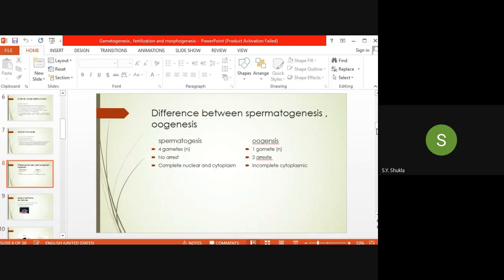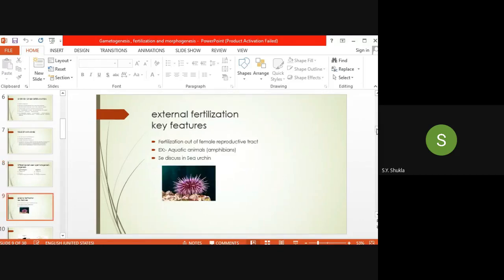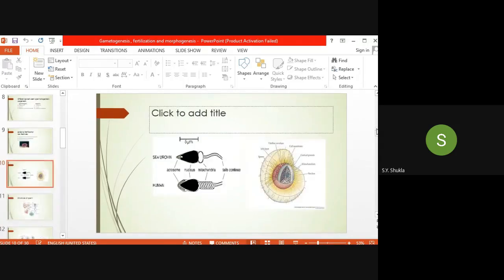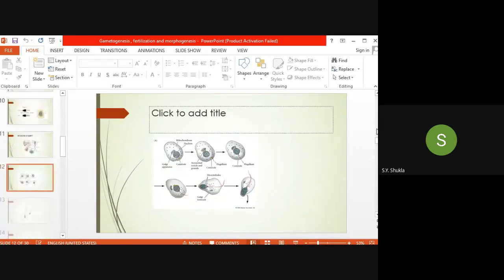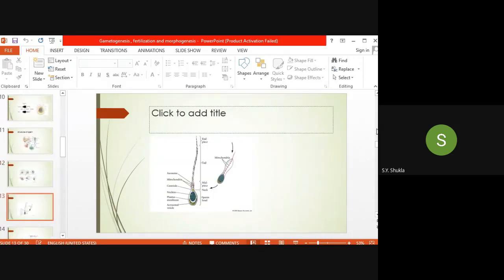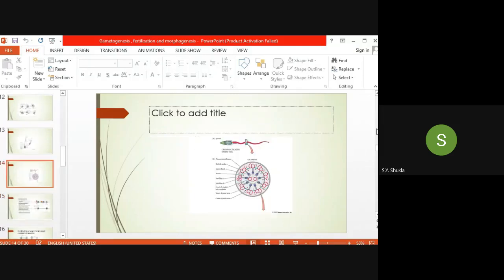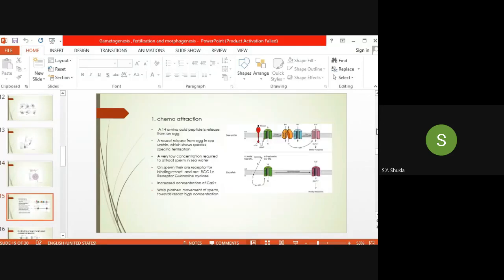The difference between spermatogenesis and oogenesis is there, a slight difference. Then external fertilization. This is a general feature of external fertilization. This is spermatogenesis. I told you this yesterday. And the structure of the egg of the CR gene has also been covered.